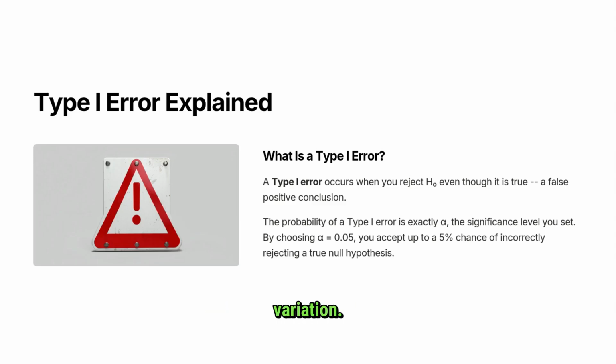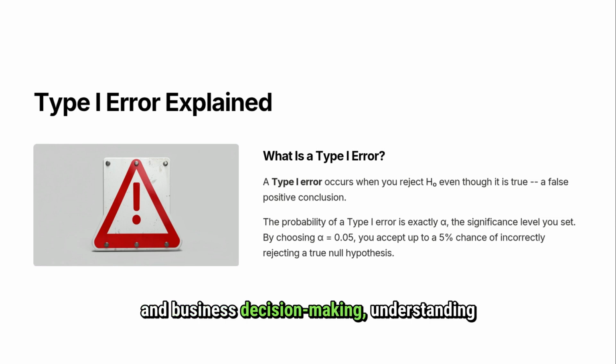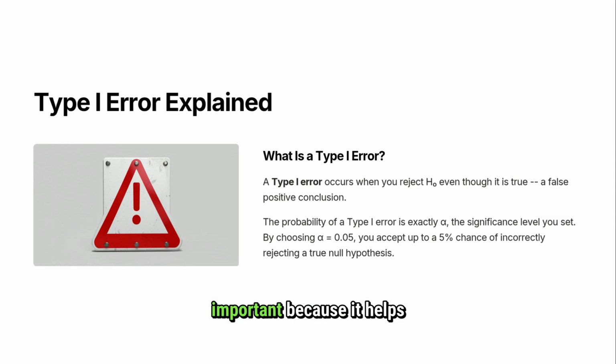to normal process variation. The probability of making a type 1 error is represented by alpha, the significance level selected before conducting the test. If we choose alpha equals 0.05, we accept a 5% risk of incorrectly rejecting a true null hypothesis. In Lean Six Sigma and business decision-making, understanding type 1 error is important because it helps prevent organizations from implementing unnecessary changes or investing resources based on conclusions that are not supported by sufficient statistical evidence.